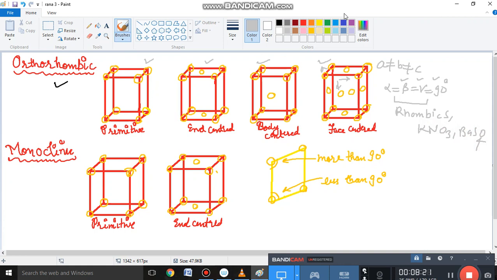BaSO4. Now moving on to our next crystal system, which is the monoclinic crystal system. It has two possible variations. Firstly primitive, second is end centered unit cell. Okay, and in this, A is not equal to B is not equal to C.